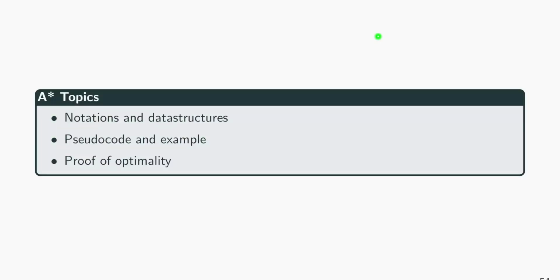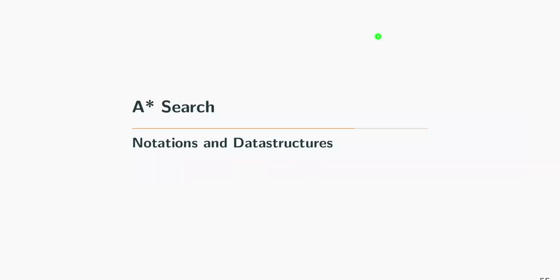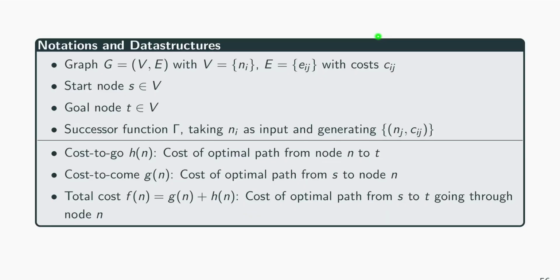Okay. So what we will do today is first talk a little bit about the notation and data structure, then the pseudocode and run it through an example, and then we do the proof of optimality. Hopefully the first two topics at least will be just a refresher for you. So let's start with the notation and data structure. As before, we are assuming that we have a graph which is represented as a tuple of vertices and edges. What's new here is that each edge has some cost associated with it, and the cost has to be non-negative, otherwise it doesn't really work. We are also given a start node and a goal node, which are elements of the set of vertices.